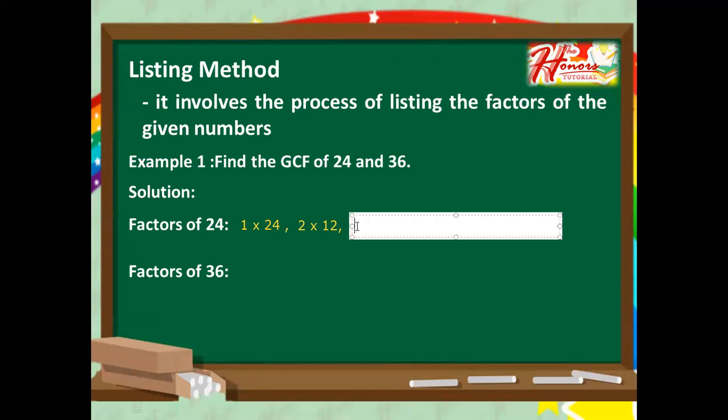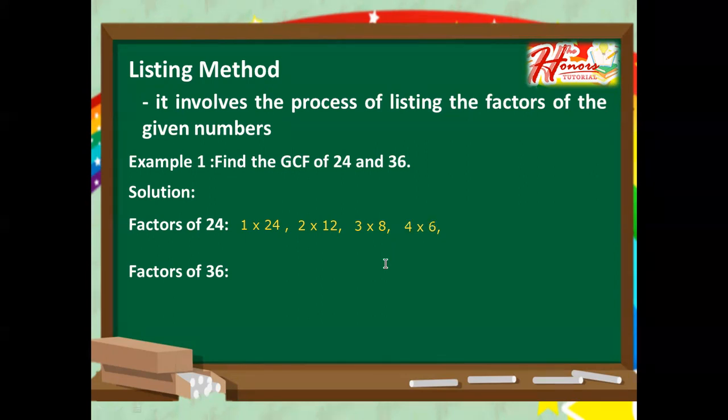How about 3? Is it possible for 3? Yes. 3 times 8, that is equal to 24. So therefore, it is also a factor of 24. Another, let's say that we have here 4. 4 times 6 is equal to 24. So therefore, it is a factor of 24. How about 5? 5 is not possible. There's no partner for 5.